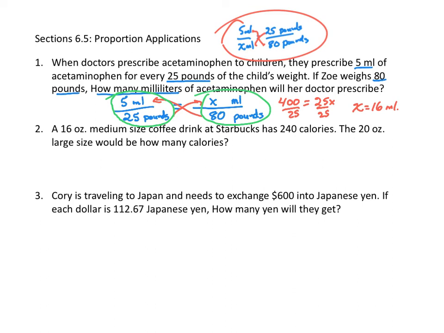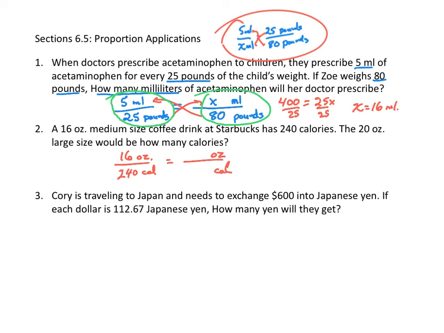A 16-ounce medium-size coffee drink at Starbucks has 240 calories. 16 ounces, 240 calories. See, those things go together in the same drink. 16 ounces, keep the units, has 240 calories. Okay, so we got that. So ounces to calories. The 20-ounce large size would be how many calories? All right, 20-ounce large size. So I'm going to put ounces and calories, same order as the 16 ounces and 240 calories.